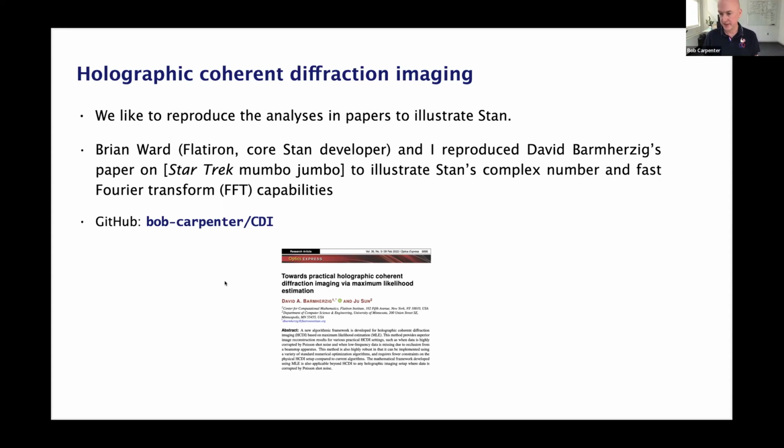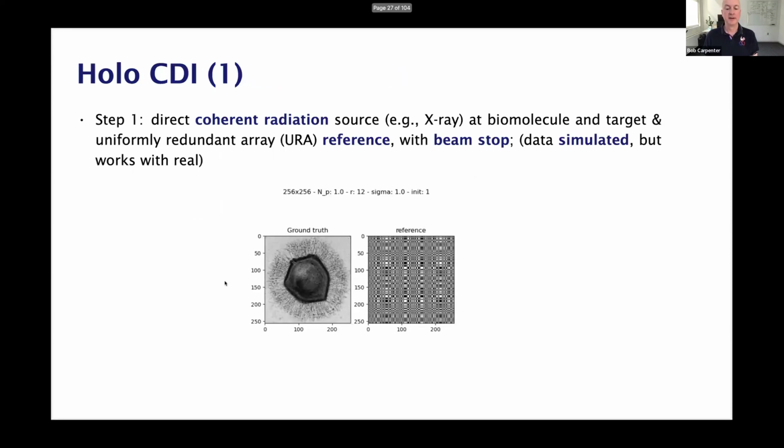We added complex numbers to Stan a few years ago and added fast Fourier transforms and derivatives of that. And we just wanted to provide an example for our manual for how people can use the FFTs and complex numbers. So here's the problem. You start with some biomolecule. This is some giant thing called a Mimivirus, and a reference sheet. So this is a real biomolecule sitting there. It's tiny. And then you have this reference sheet, which is usually simpler. This is the ideal reference.